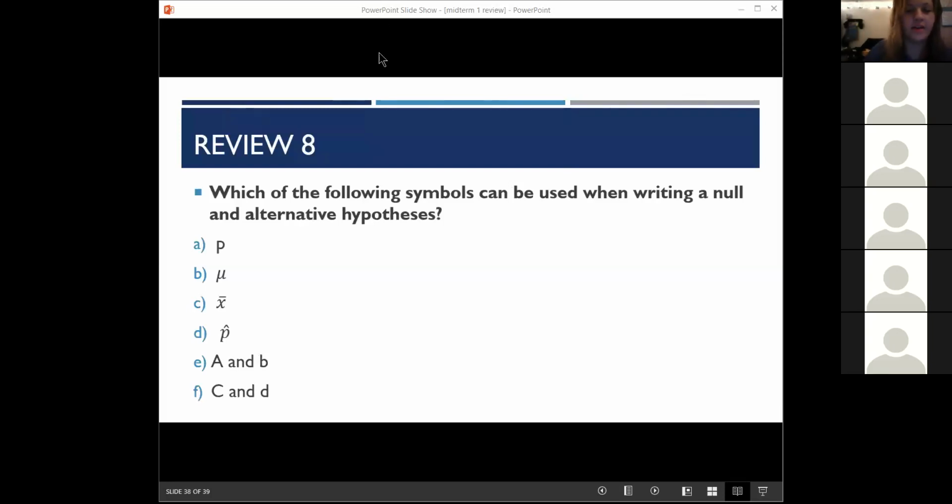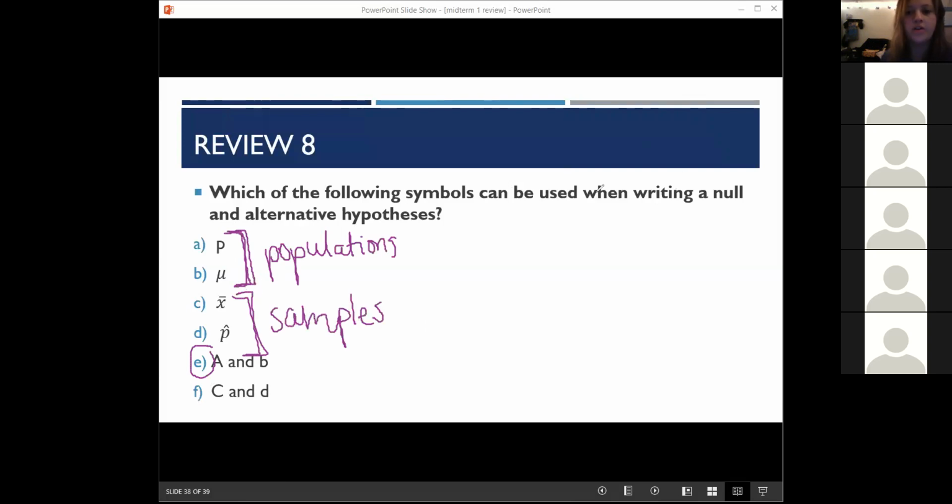Yay! Great job. I love the confidence, Maria. Yes, E is the answer. Because remember what Lydia told us, that we can only use these symbols when we're talking about populations. And then these symbols we use for samples. But when we're writing null and alternative hypotheses, we're always going to use our population symbols here because we're making hypotheses about that population. So that's why E is our answer, because we could use A or B when writing that.